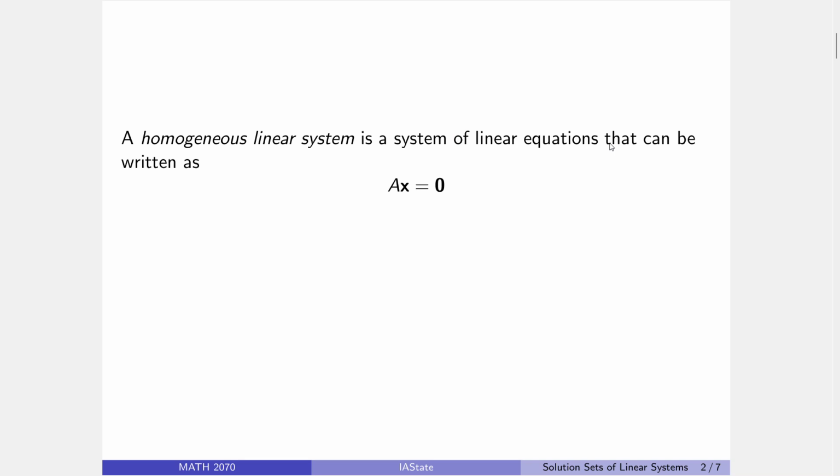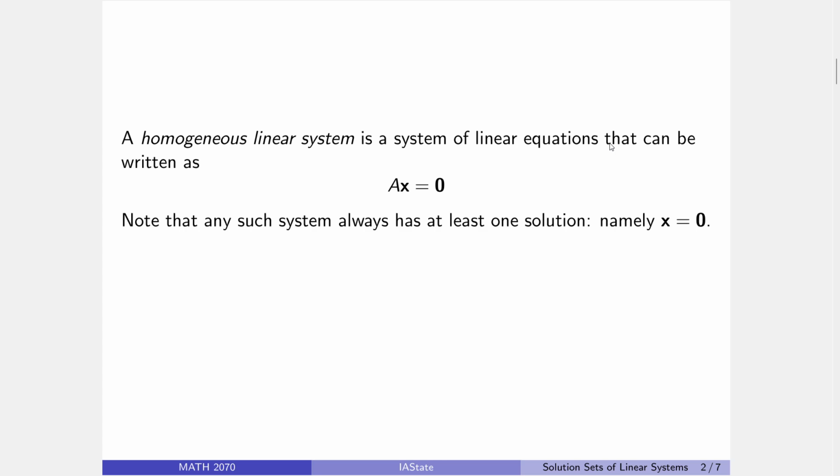So a homogeneous linear system is a system of linear equations that can be written as the following matrix multiplication. As we talked about last time, every system of linear equations is really a matrix multiplication in disguise, and as we noted, any matrix times a zero vector gives me 0, so these systems are quite nice because we know they are always consistent. They always have at least one solution.